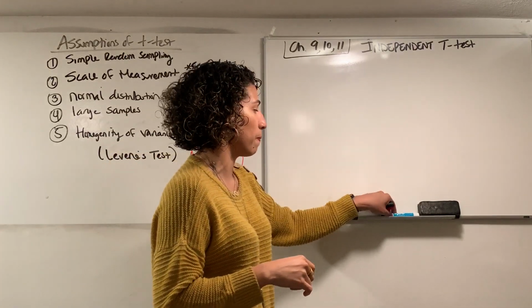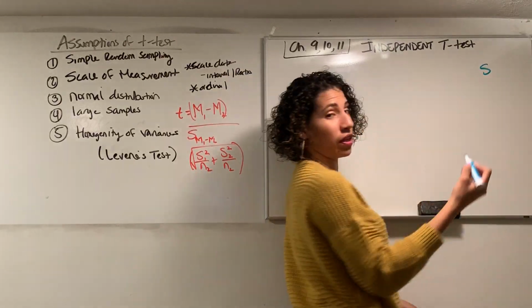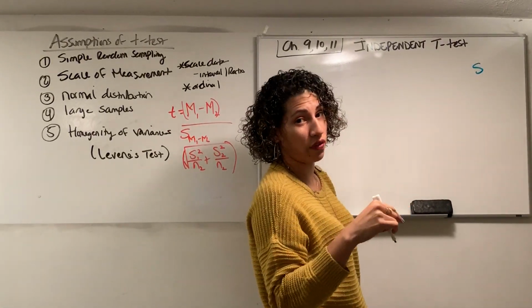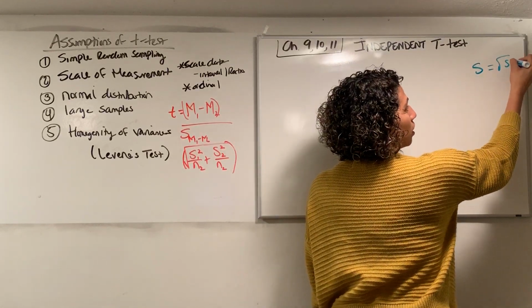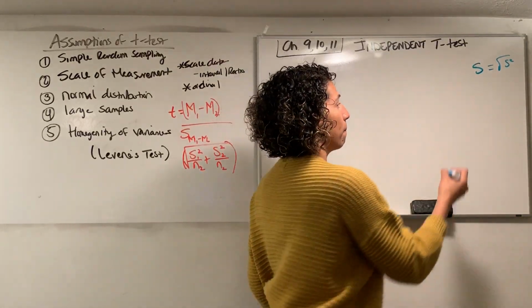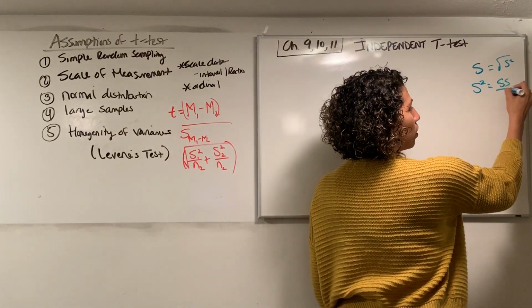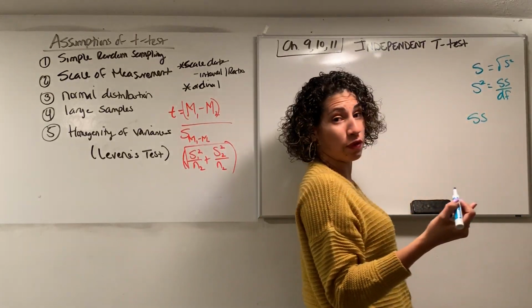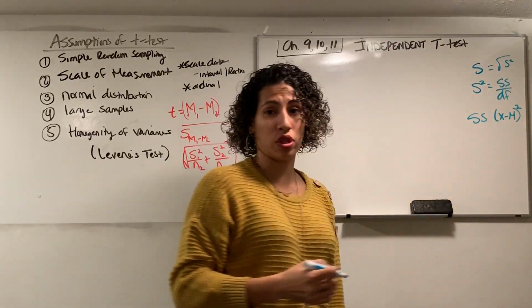So let's recap it real quick. What do you need to get each one of these? If we're talking about the standard deviation, we use the variance to get it. So take the square root of the variance, or s squared, and that will give you the standard deviation. How do you get the variance? The variance is the sum of squares over the degrees of freedom. And what was the sum of squares? The sum of squares was essentially the sum of the deviation scores squared.